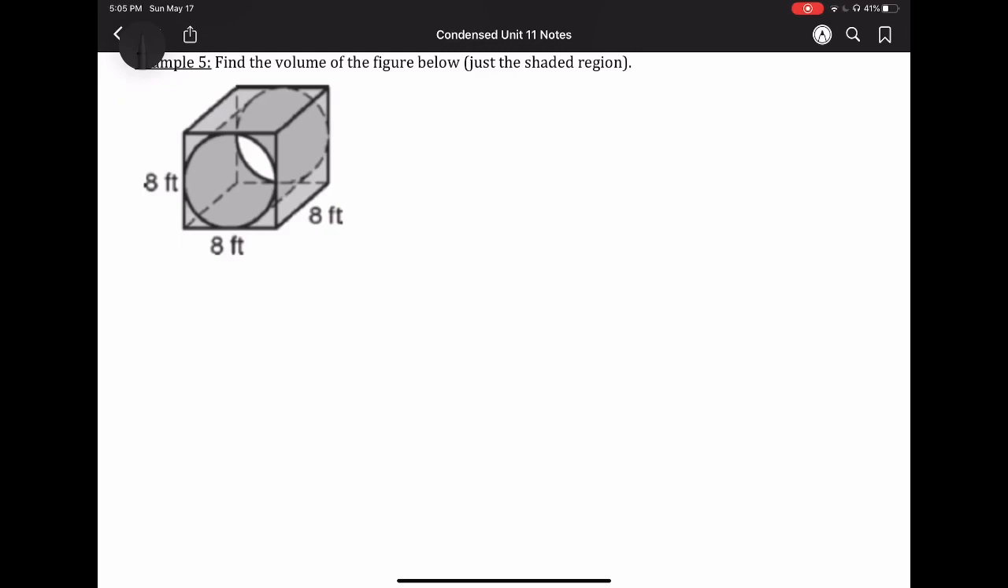In order to solve a problem like this, you actually have to recognize that you have two figures. You have a cylinder and you have a rectangular prism. You have to find the volume of both pieces and then subtract them in order to find the shaded volume.